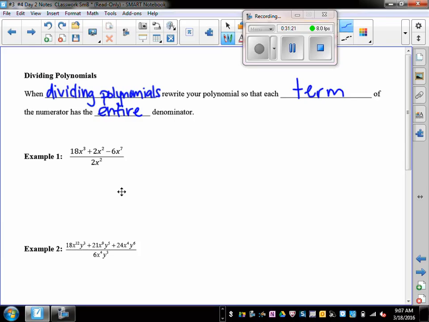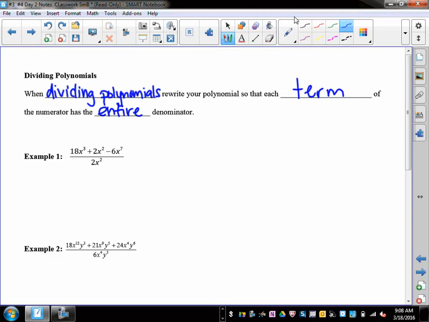So basically what this is saying is that we're just going to break it up into our different pieces. Each term on top divided by the term on the bottom. So our first example here, 18x cubed plus 2x squared minus 6x to the 7th. Just like before, we were multiplying every single term. We are now dividing every single term. Everything on top has to be divided by 2x squared. Every single term. So we're going to break it up.